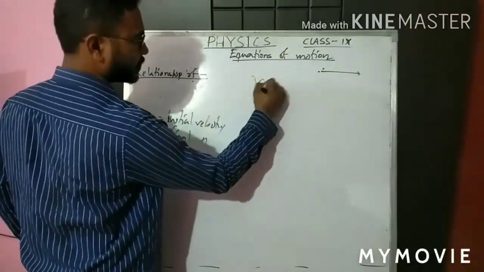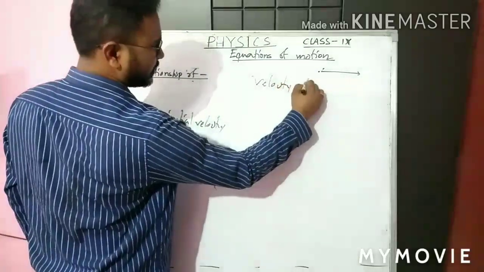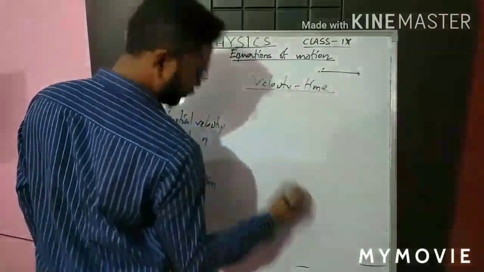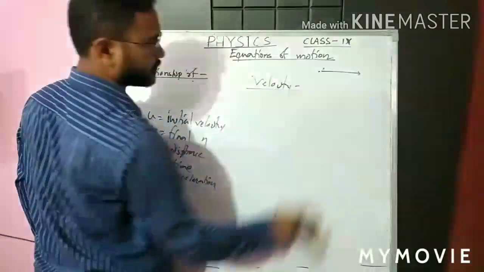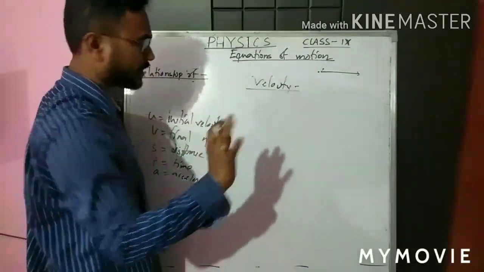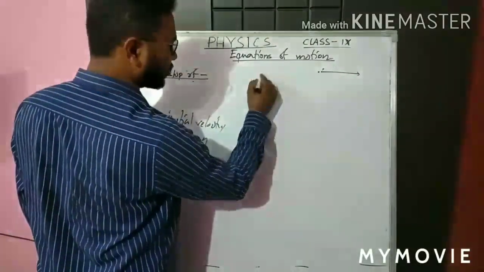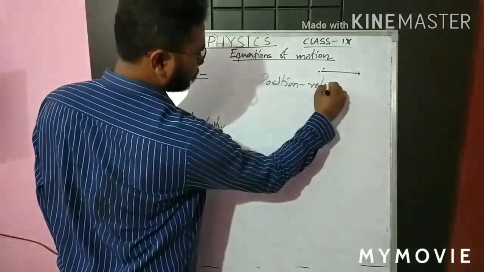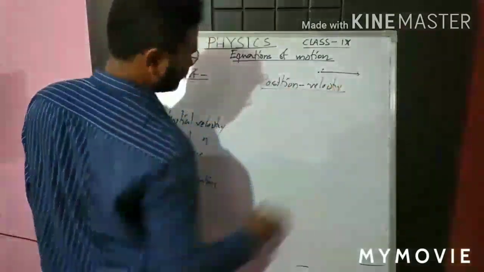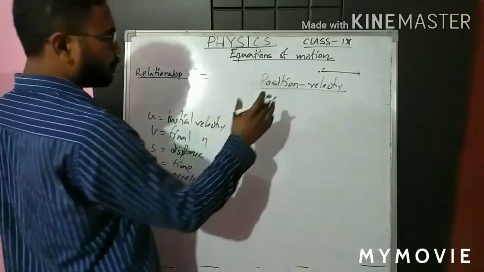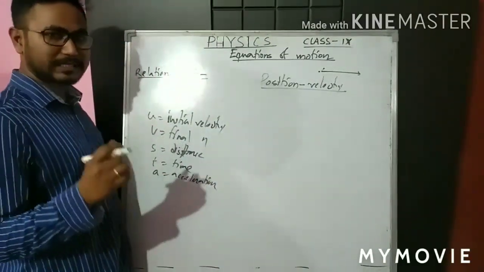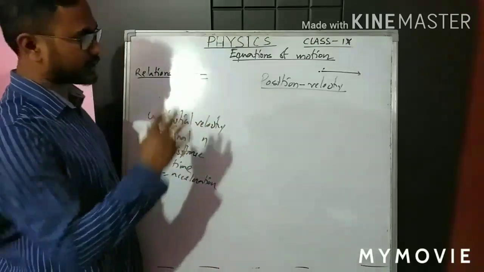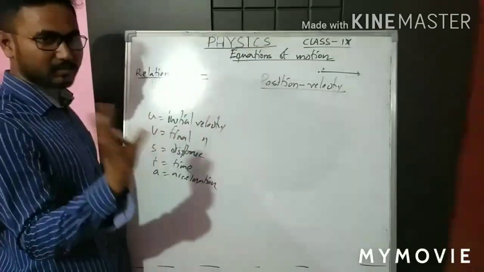So the third relationship is the velocity time relationship. Sorry, the velocity time relationship, in the first case, we have already derived. Now it will be the position velocity relationship, right? Now in the position velocity relationship, again you take the same procedure, in the same way you will proceed.